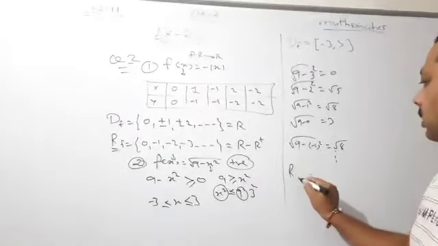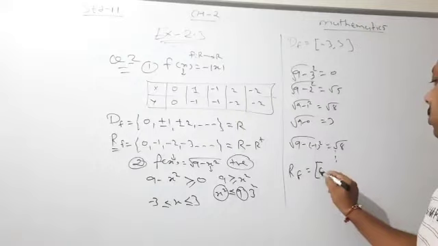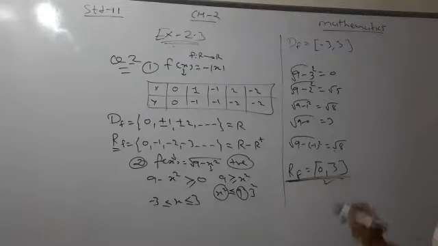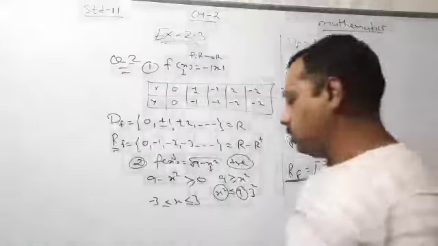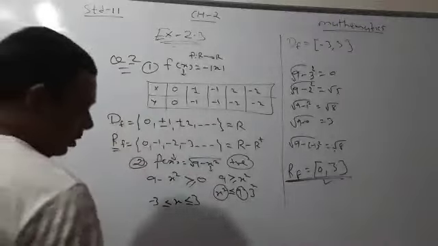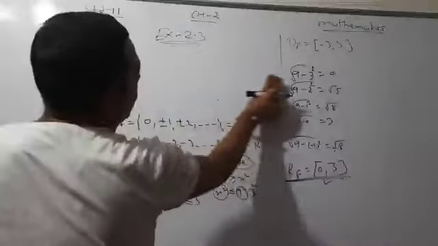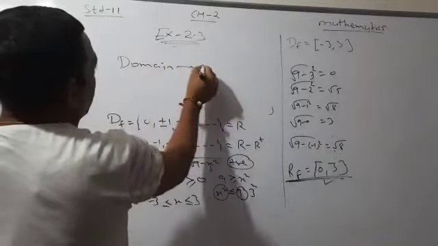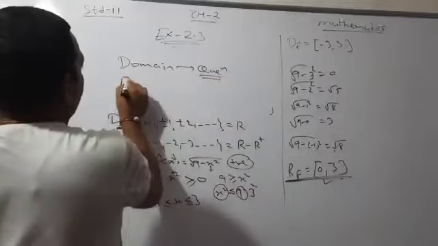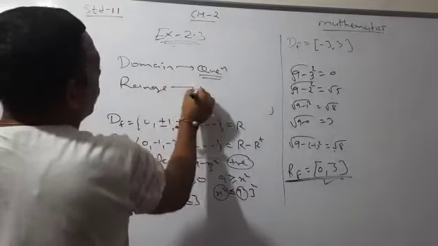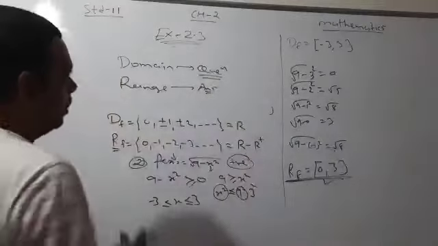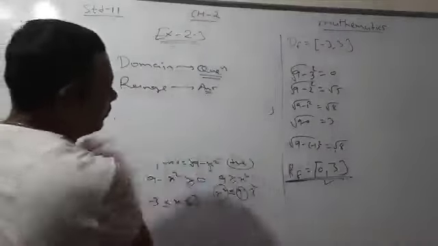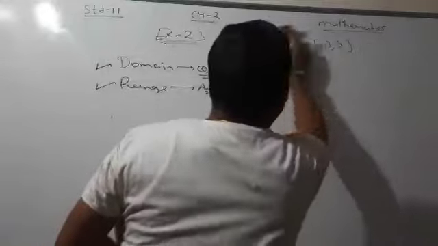So in general, we can say that the range of this function is closed 0 to closed 3. This is called the range of the function. Clear? This way you have to find the range and domain. In general, we can say that an element of the domain means a number you considered as the question, and range means a number you get as the answer. Clear? Now next question. Question number 3.